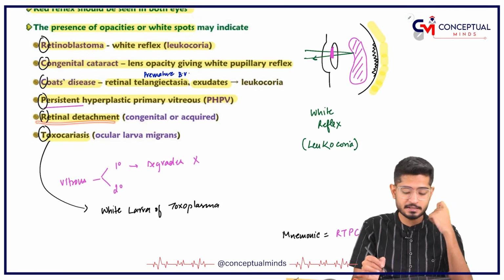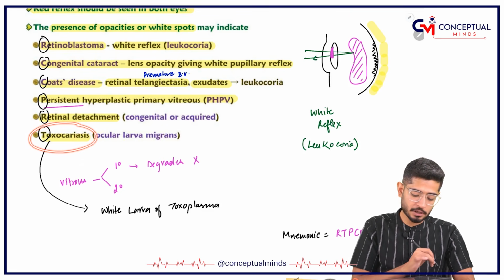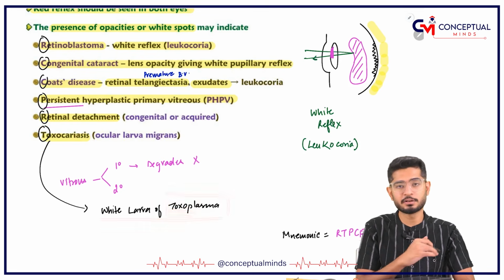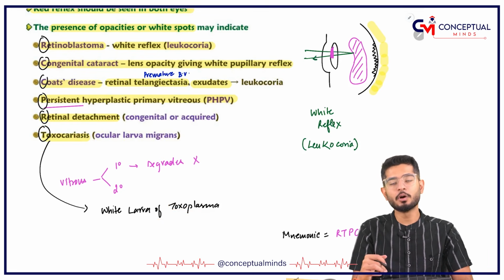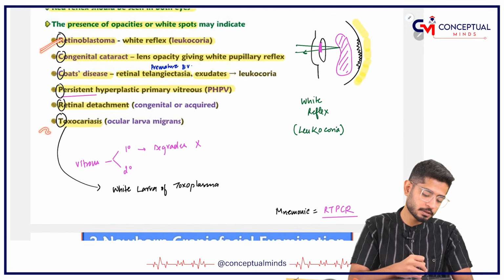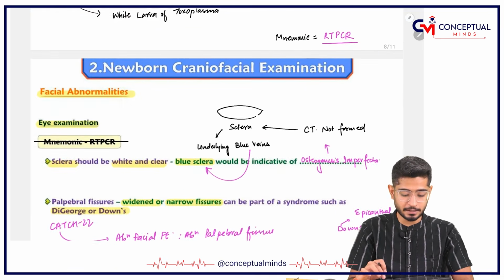Similarly, if the retina is detached, of course, there will be no red reflex seen. And toxocariasis, the white larva is going to reflect that white light back. Alright. So RT-PCR: R for retinoblastoma, T for toxocariasis, P for persistent primary hyperplastic vitreous, C for congenital cataract, Coats disease, and R for retinal detachment.